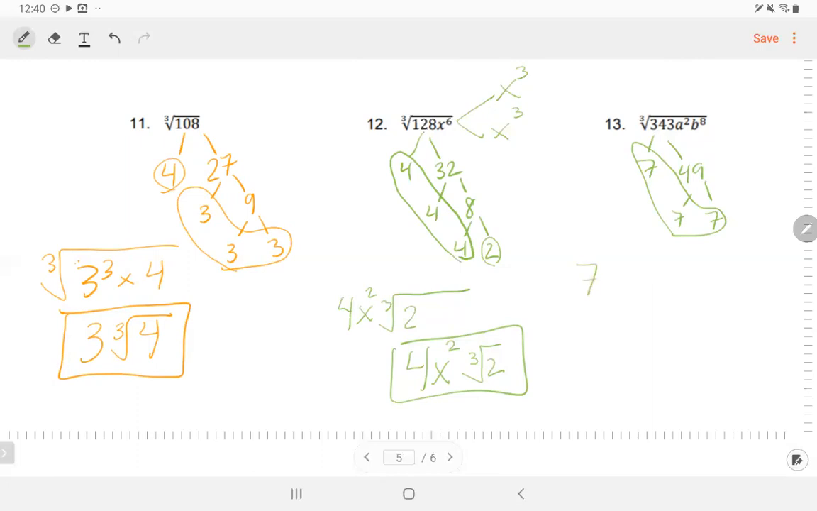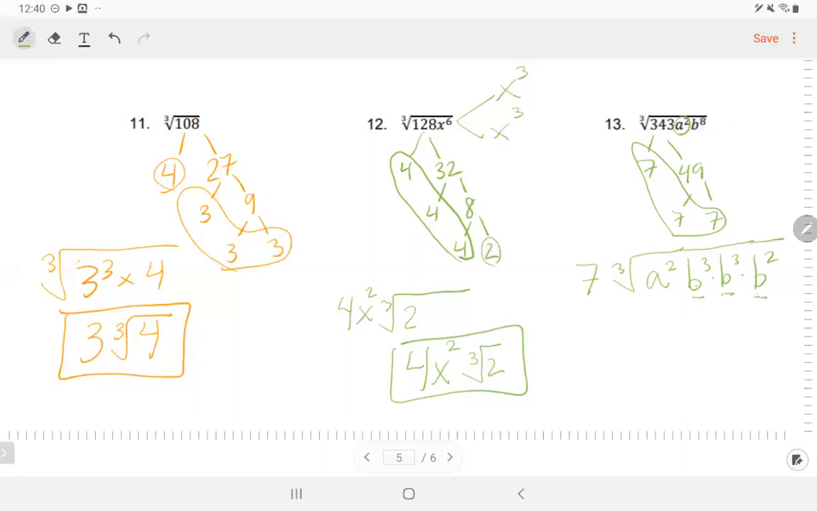So I can right away take 7 on the outside of my cube root. Right here, I only have 2 a's. So if I only have 2 of something and it's in a cube root, I cannot take it out of the cube root. So I'm still going to leave my a squared under there, and then I just have the b to the 8th. I'm going to rewrite that as b cubed times b cubed times b squared, because I have 3 b's here, 3 b's here, and 2 b's here.